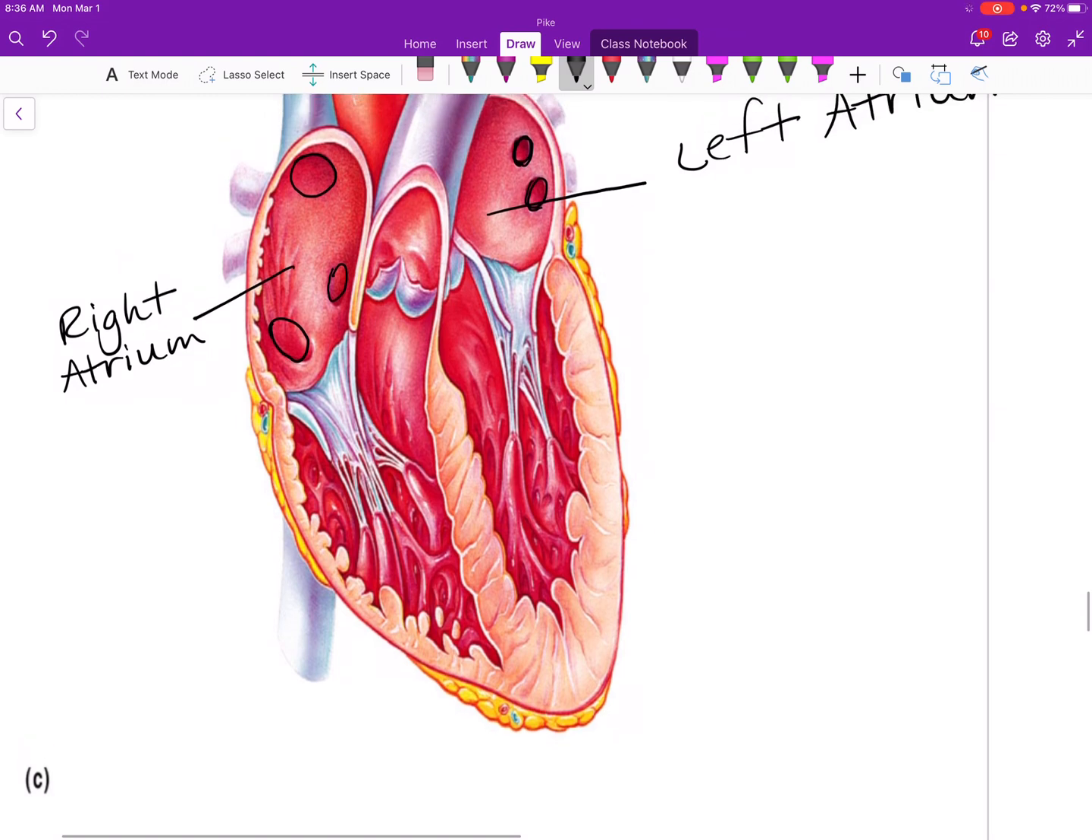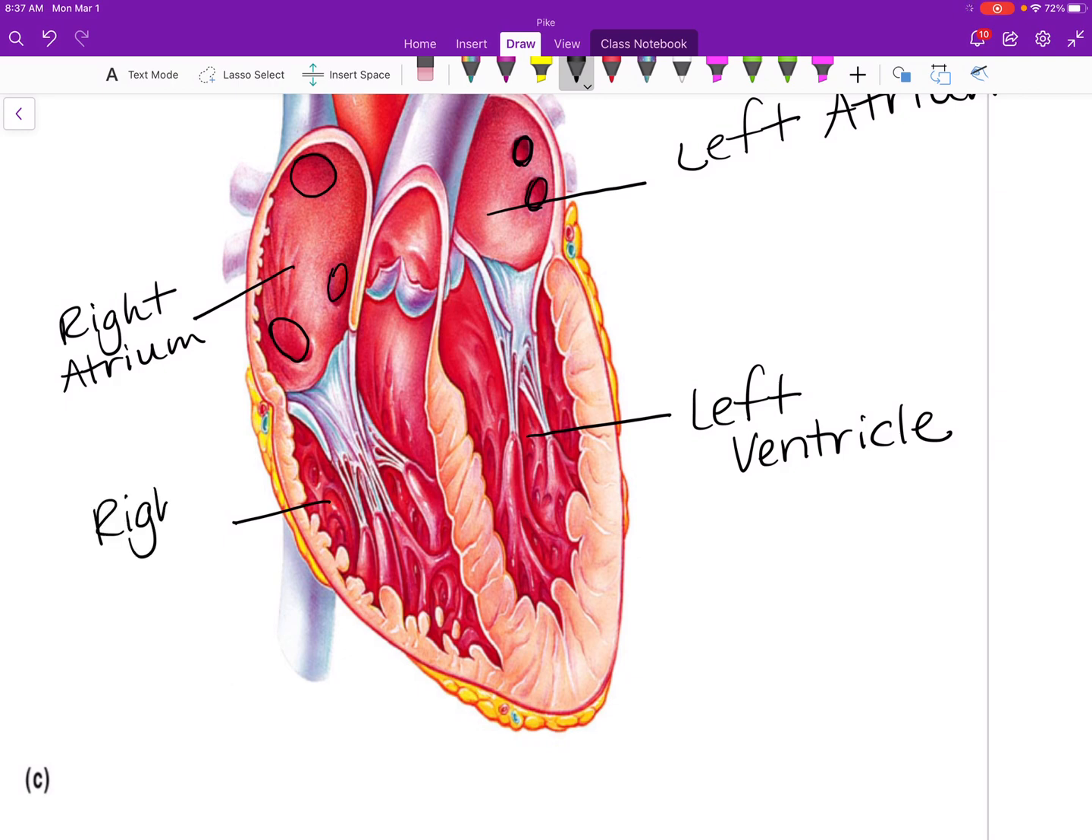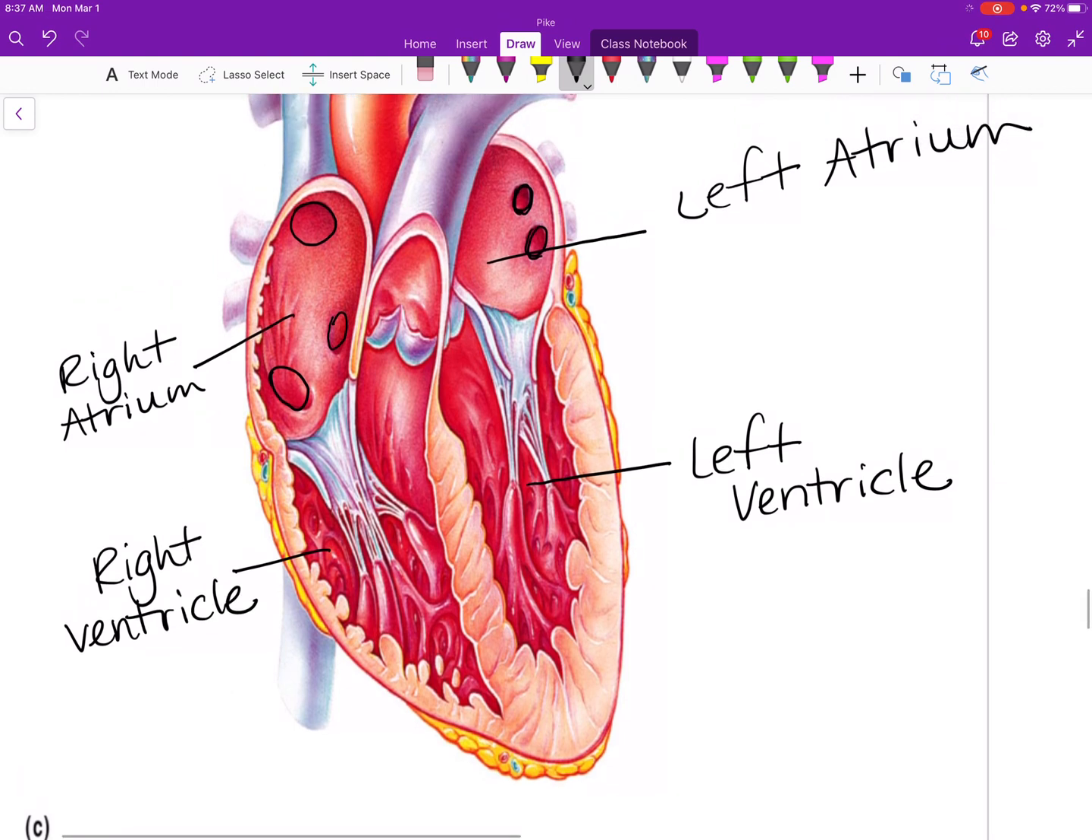So then down here, you have the left ventricle. Ventricles are much larger chambers, much larger rooms. And then here is the right ventricle. And the ventricles are where blood is pumped out. So those are the 4 chambers. The atria are smaller, the receiving rooms are smaller than the discharging or pumping rooms.